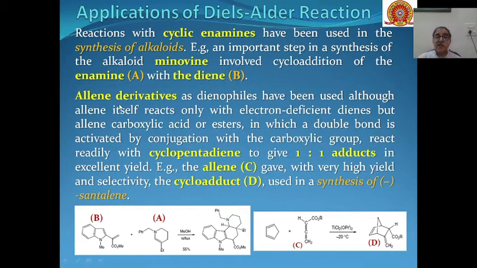Similarly, allene derivatives, they can also act as dienophiles. Allene itself reacts only with electron deficient dienes. So here, if you react allene, unsubstituted allene, then it will react only with electron deficient dienes. But if you use substituted allene, substituted by carboxylic acid or ester, then the double bond will be activated by conjugation with the carboxylic acid or ester.